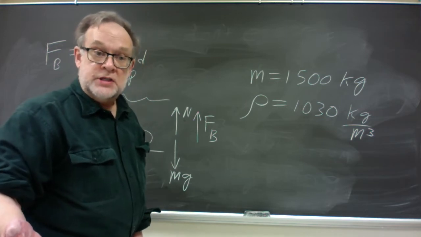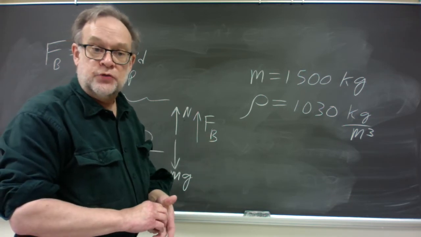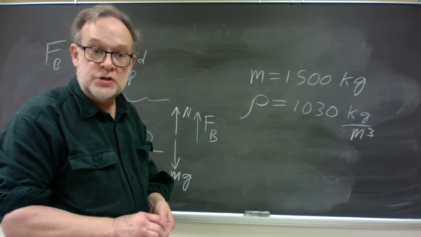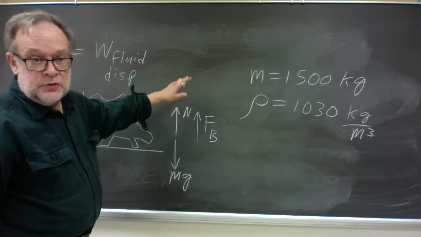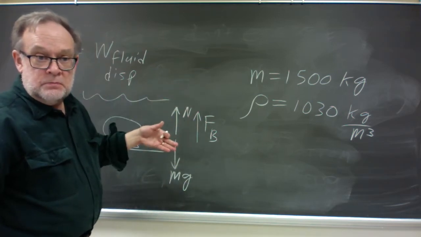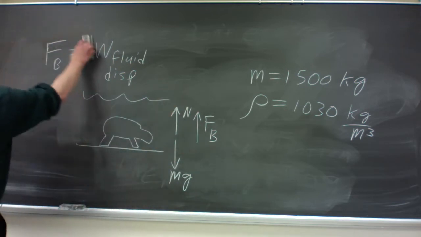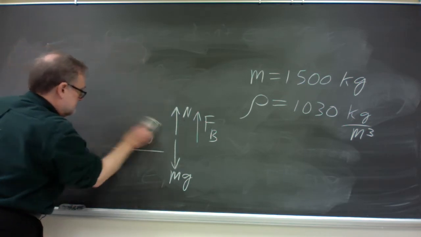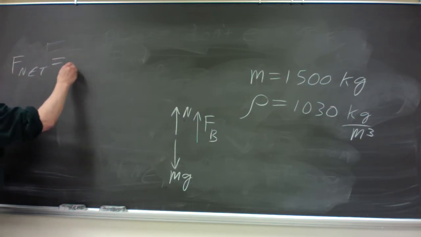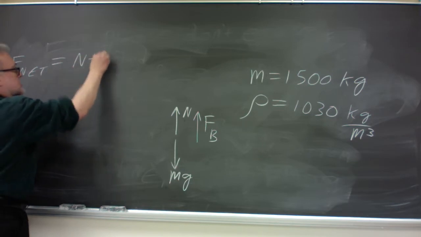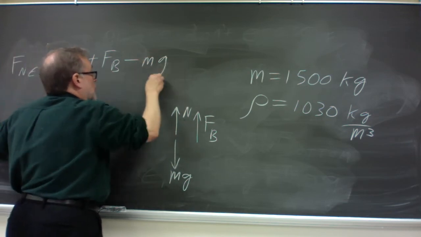We start by doing the same thing as always. Once we know what the forces are, write some algebraic expression that shows how those forces combine to give you the net force on the hippo. And as always, if we say up is the positive direction, then the net force is just a matter of adding all the positive forces and subtracting all the negative forces. So the net force on the hippo is the upward force of normal plus buoyant force minus the downward force of the hippo's weight.